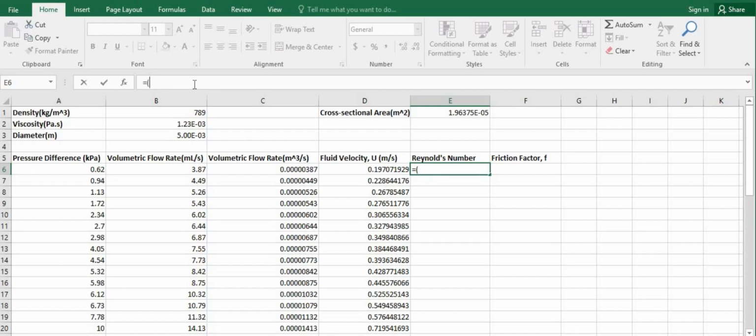So we'll have rho, which is a constant value, so we'll input the dollar signs, multiplied by U. For the first value, it's this, then multiplied by D, which is another constant value. We'll input dollar signs.